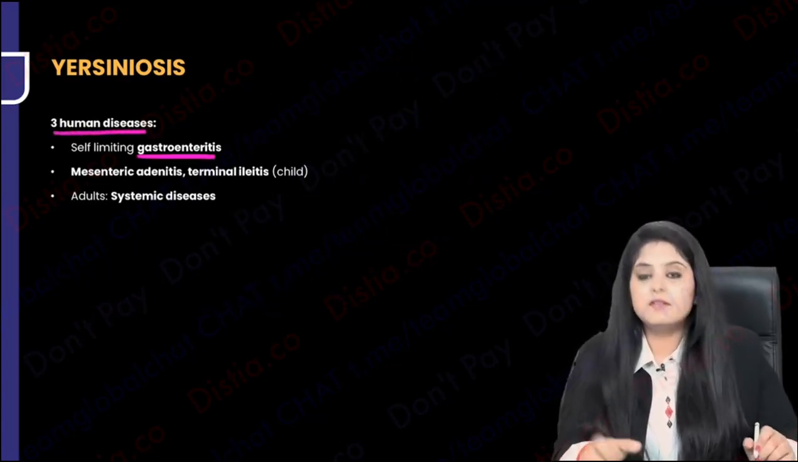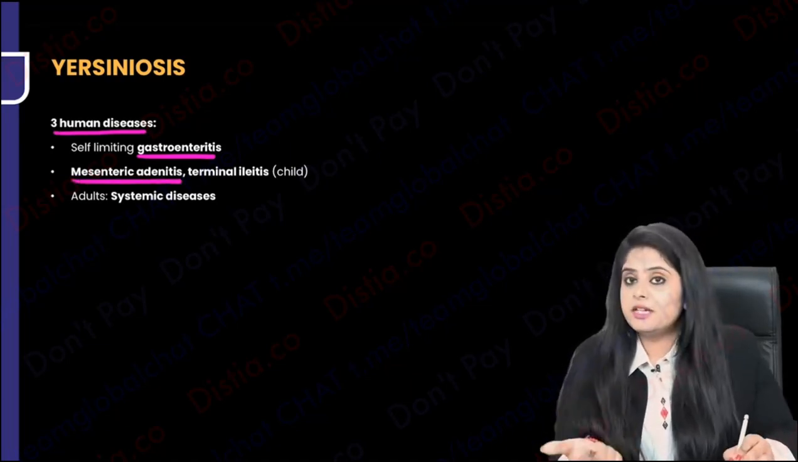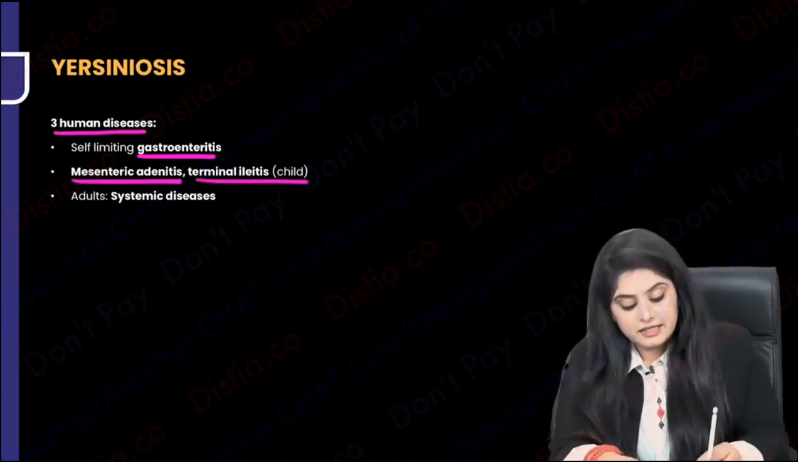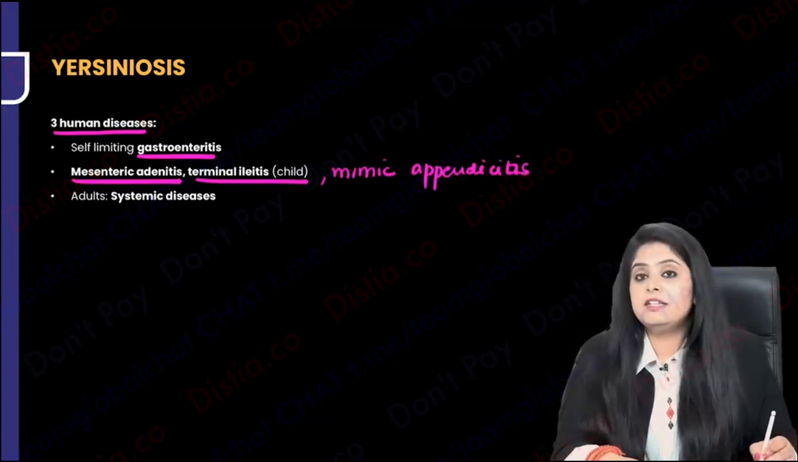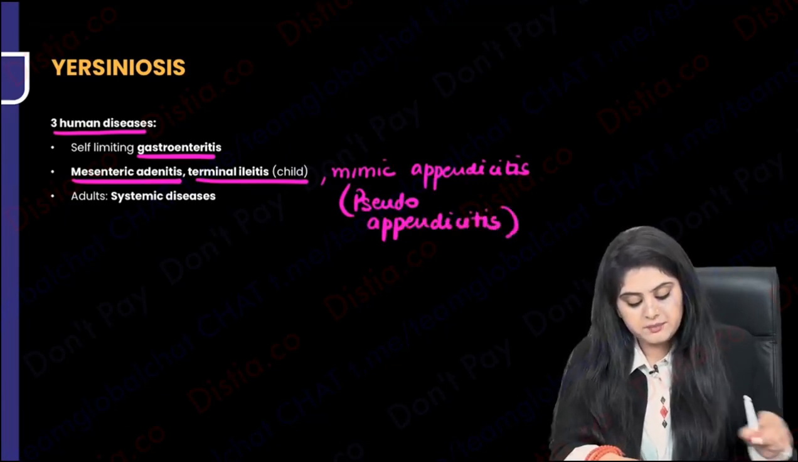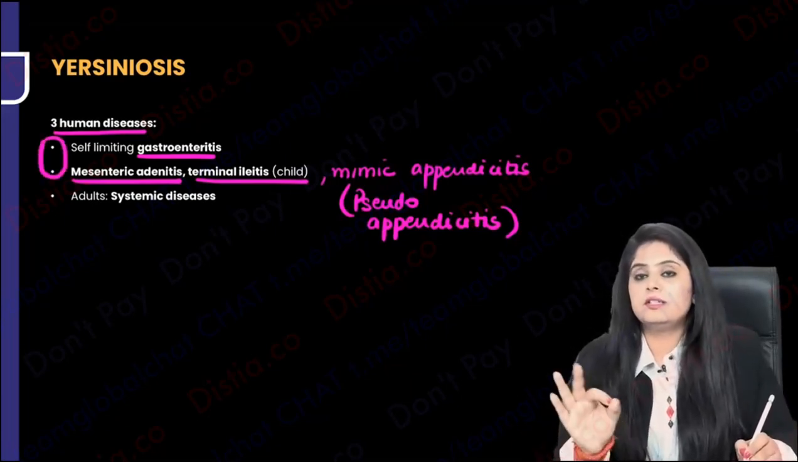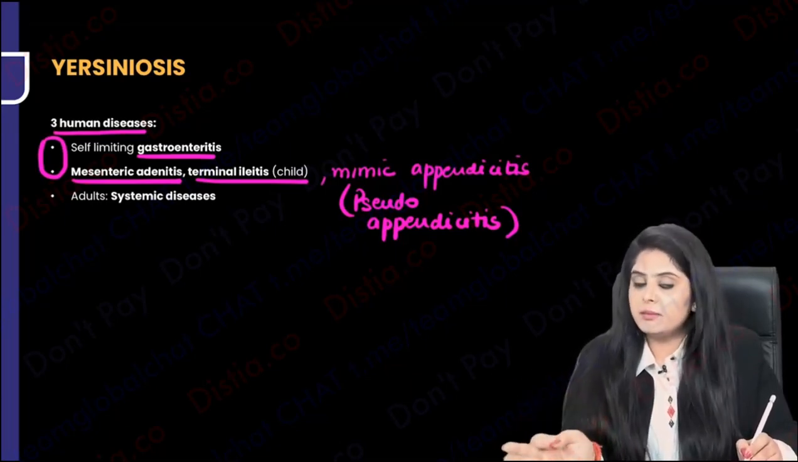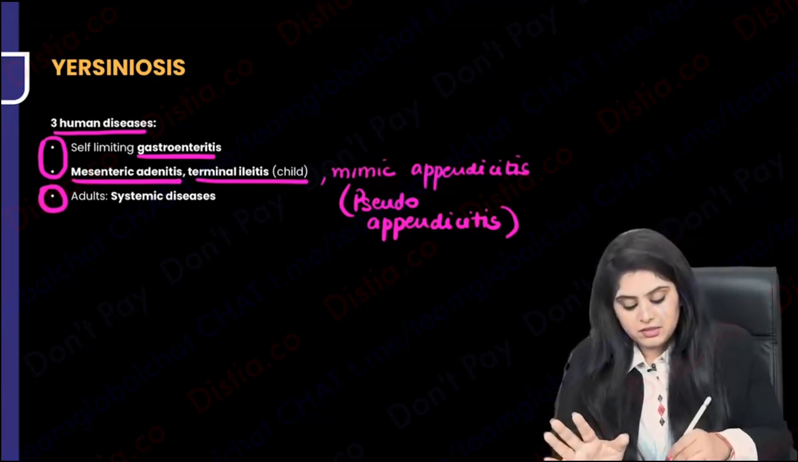If you see, they are associated with everything to do with the GI tract. There is gastroenteritis, mesenteric lymph node involvement, and there can be terminal ileitis. In fact, it can many times mimic appendicitis because it comes with pain in that region, so it is also known as pseudoappendicitis. Please note, Yersiniosis is many times known as pseudoappendicitis. So the primary condition is going to be in the GI tract: gastroenteritis, mesenteric lymph node involvement, ileum involvement, appendix involvement, and in adults it can also cause some other organ involvements.